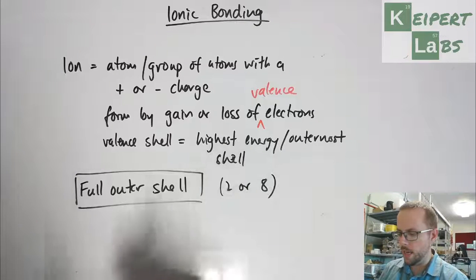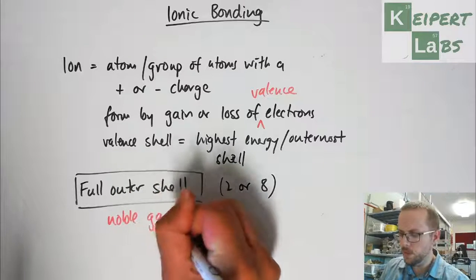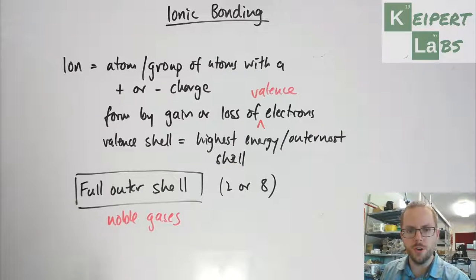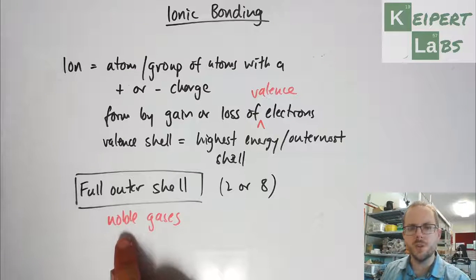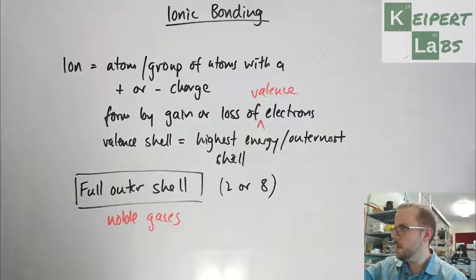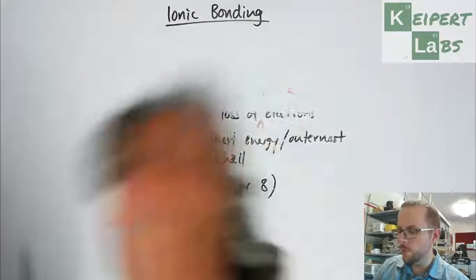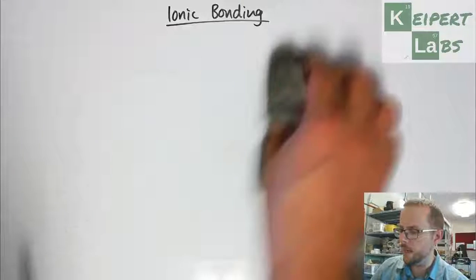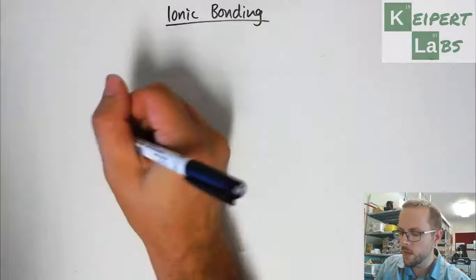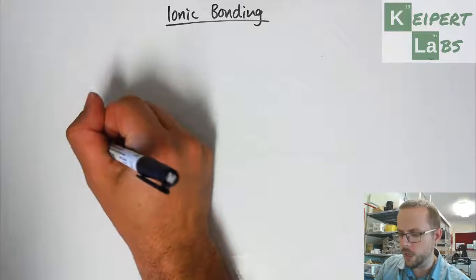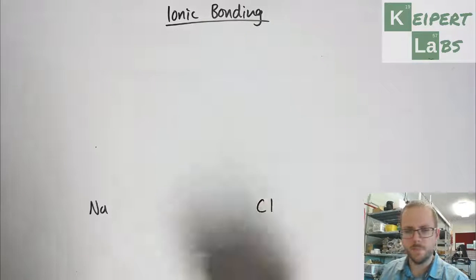The ones that have the full outer shell are noble gases, like helium and neon and argon, and those are the ones that atoms will gain or lose electrons to be like. But now what we're going to look at is, well, what happens when ions form with two atoms that are next to each other, and how would they interact once they do that? So we're going to look at a sodium atom, and we're going to look at a chlorine atom.